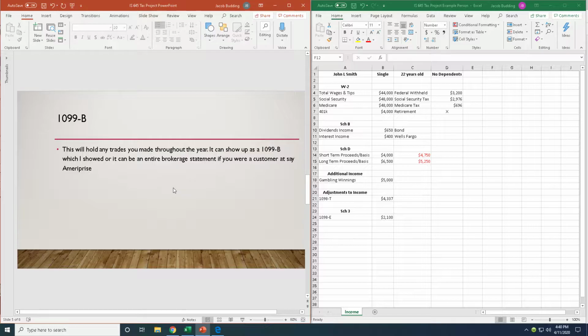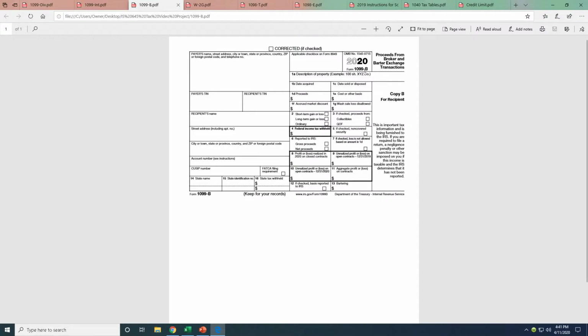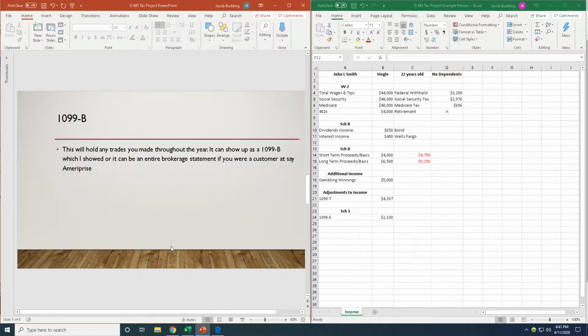So 1099B, there's two different ways of seeing this. I'll show you this form first, a 1099B. So this shows you when you acquired it, when you sold, how much proceeds you got, and your cost. Because he only had two of them, a short term and a long term for Apple and Verizon, he would probably just get two of these. But maybe one day when you have your own brokerage statement, such as Ameriprise, and you're a customer there, you will have an entire form that has multiple trades from this one company.